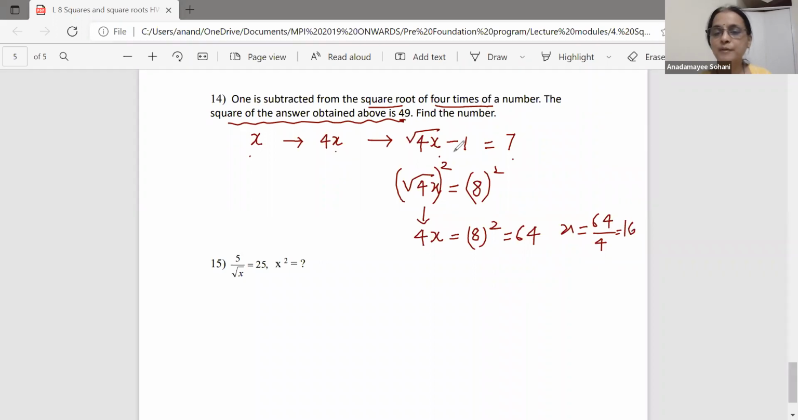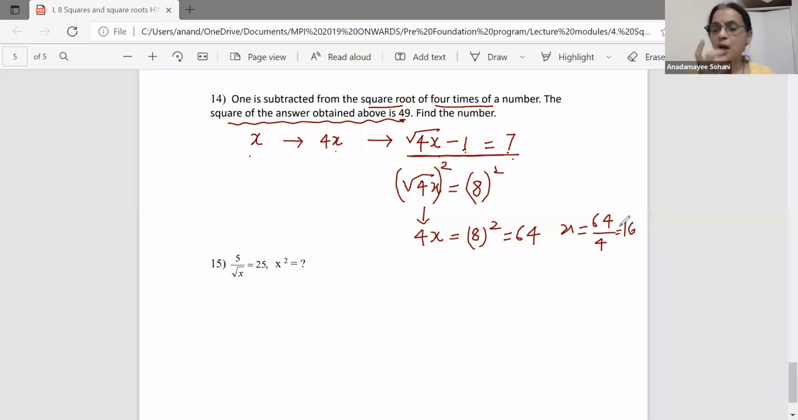1 subtracted from the square root of 4x of a number is the square root of 49. So how have I converted? This is called converting verbal information into a mathematical expression. This whole statement I have converted into a mathematical expression by carefully reading what the information is given. And then I am solving. From here starts maths. Till here, unless you have a good understanding of language and how to write something mathematically, that is very important. Then root of 4x is 8, so 4x will be 64, x is 16.